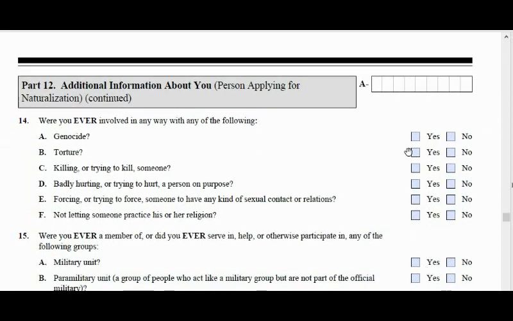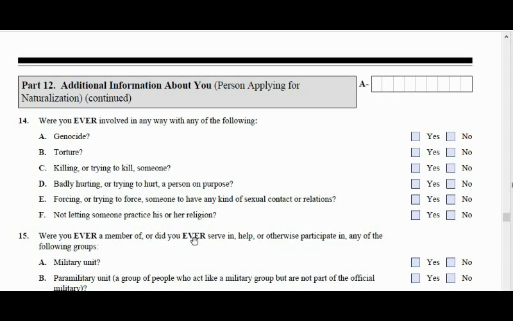Continues to 14. Were you ever involved in any way with any of the following: genocide, torture, killing or trying to kill someone, badly hurting or trying to hurt a person on purpose, forcing or trying to force someone to have any kind of sexual contact or relationship, not letting someone practice his or her religion. If you were ever involved in this kind of activities, then you're gonna check yes. If it's no, you check no.